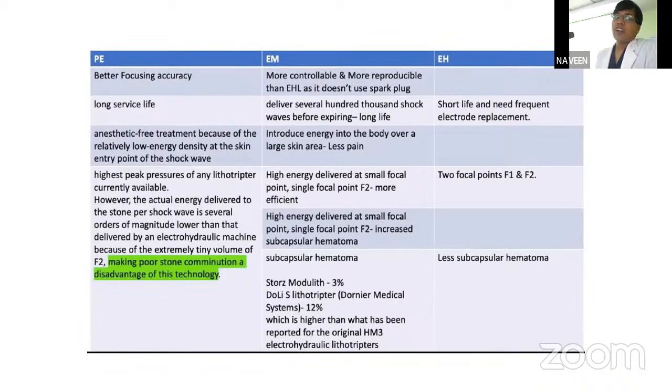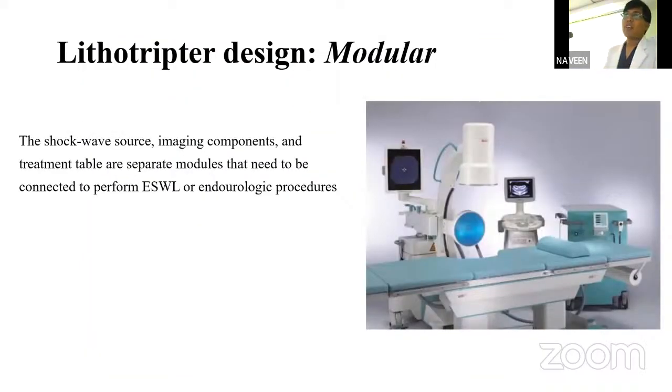While the electromagnetic type of generator is controllable and very reproducible compared to the electro-hydraulic type of generator, because they don't use a spark plug. So the electromagnetic generator has long electrode life and causes less pain, but high energy is delivered at the F2 point. It is a disadvantage because it leads to subcapsular hematoma formation. Maximum hematoma formation is seen with the Dornier HM3 lithotripter. It is about 12%.